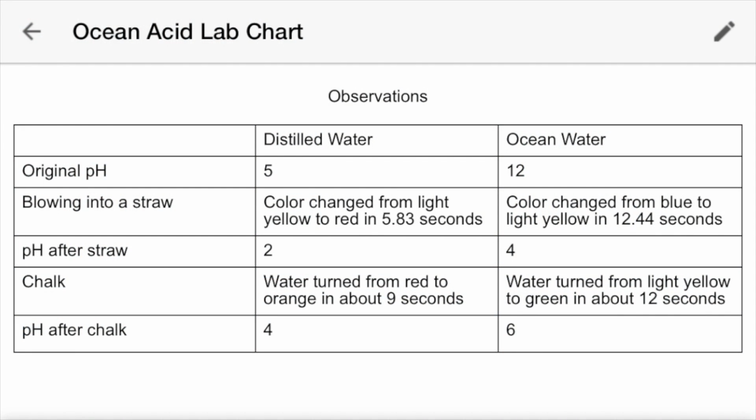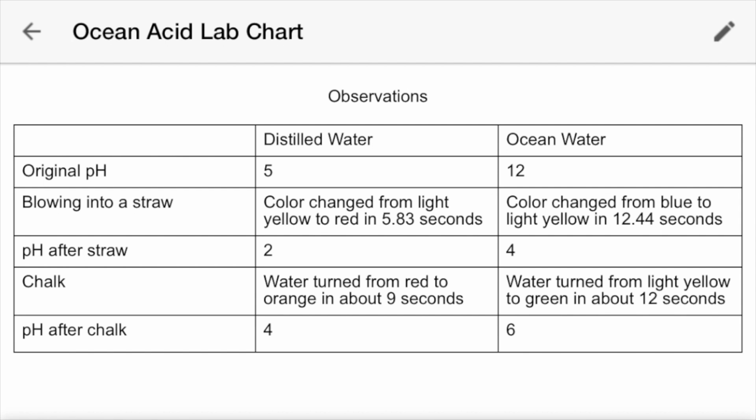The original pH of the distilled water was 5. After we blew into the straw, the color changed from light yellow to red in 5.83 seconds. The pH then went down from 5 to 2. The original pH of the ocean water was 12. After we blew into the straw, the color changed from blue to light yellow in 12.44 seconds. The pH then went down from 12 to 4.